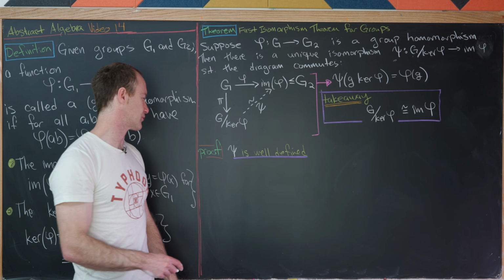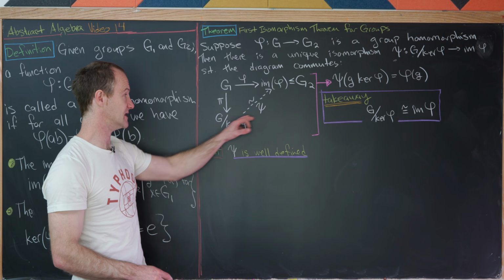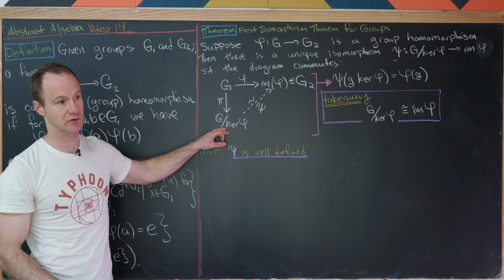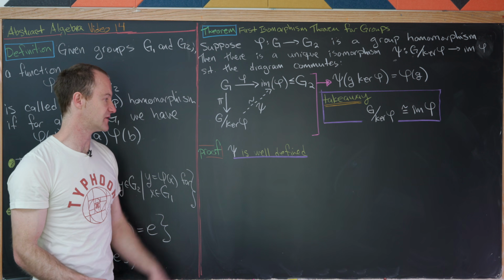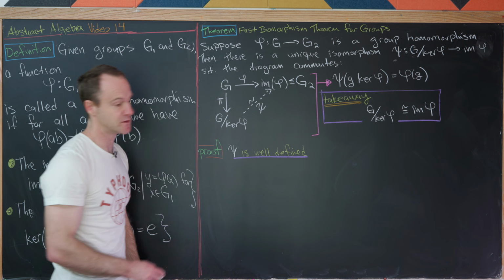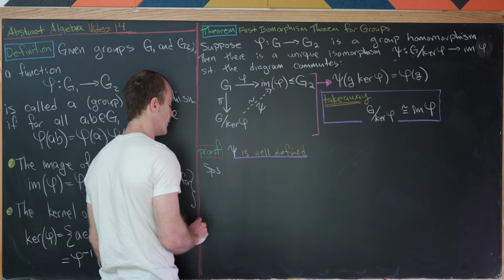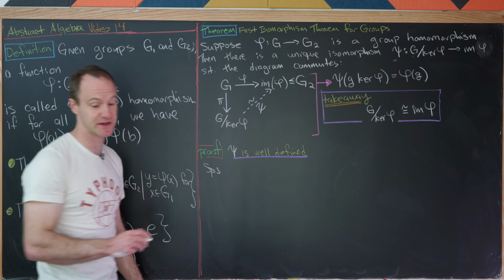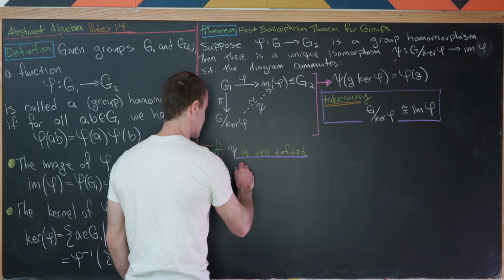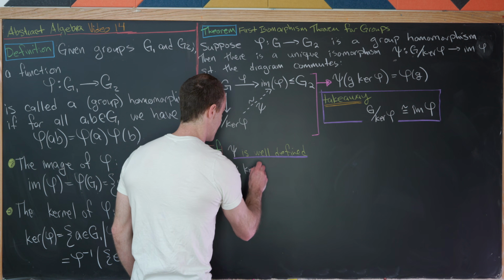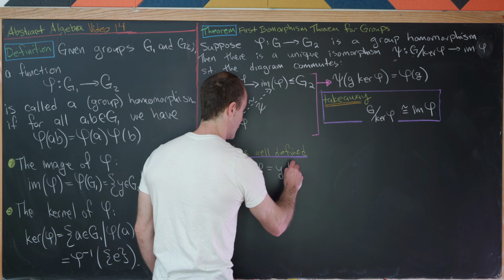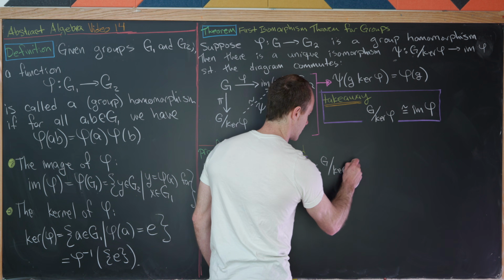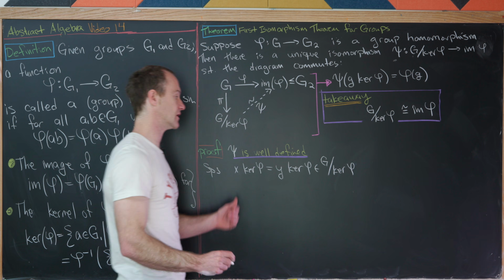Okay, so now let's go into the proof. Let's notice that psi is defined where its domain is a quotient group, but anytime the domain is a quotient group, a set of equivalence classes, we have to check that psi is well defined. So let's suppose that we have two elements of the domain that are equal but perhaps have different names. So we've got x kernel of phi, that coset, and that's equal to y kernel of phi inside of G mod the kernel of phi.